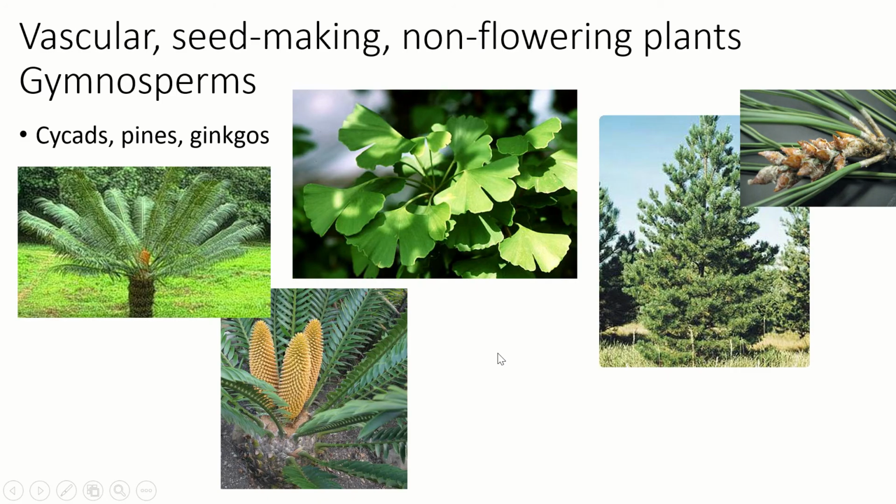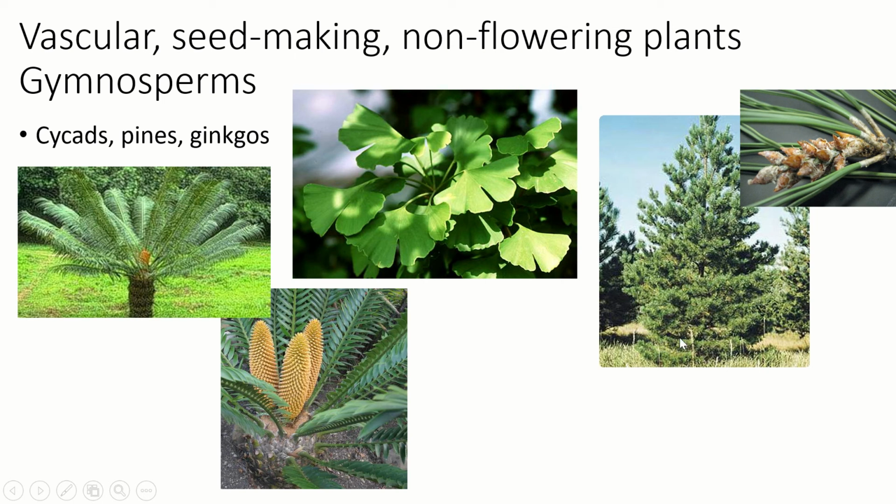So the next group of plants that evolved, we call the gymnosperms. These are vascular plants. They do have a vascular system. They make seeds, but they don't make flowers. So they're non-flowering plants. And there are 3 groups of plants in this group, this phylum of plants. The cycads, the ginkgos, and the pines.